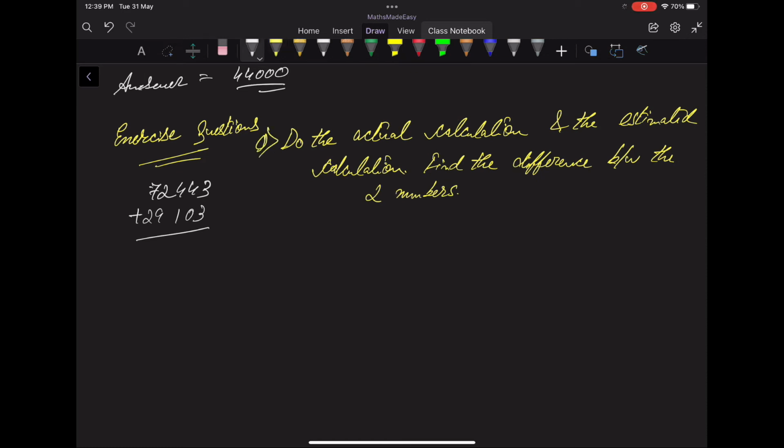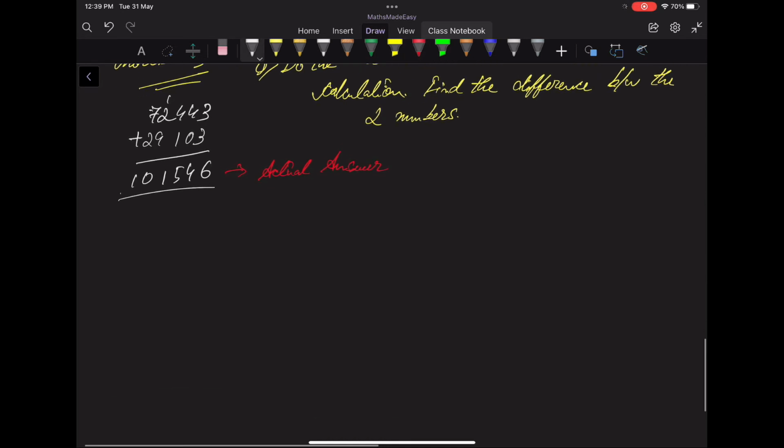So we first have to be doing the actual calculation. Let's just add it up pretty quick. 3 plus 3, 6. 4 plus 0, 4. 4 plus 1, 5. 2 plus 9, 11, 1 carry. 7 plus 2, 9. This is what we get. 1 lakh 1546. This is the actual answer. Okay, this is what we get as the actual number.